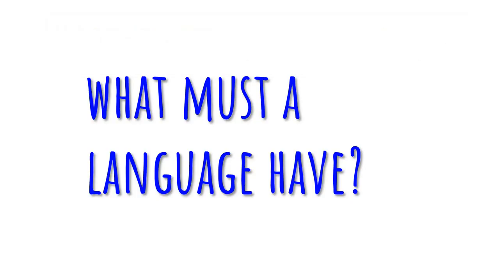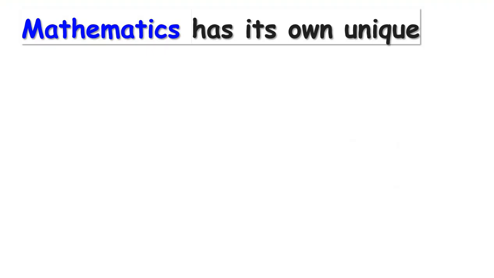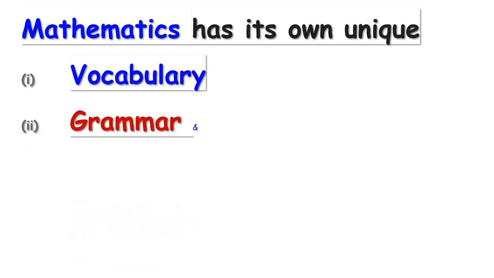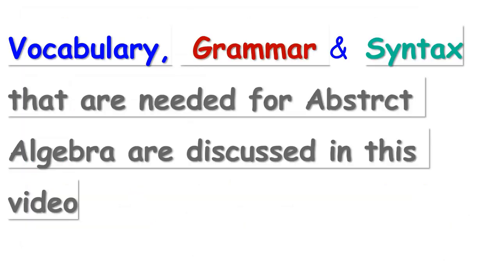Now, what must a language have? So, we have already said that mathematics is a language. Now, what must a language have? A language must have vocabulary, grammar, and syntax. So, mathematics has its own unique vocabulary, grammar, and syntax. So, these are essential for communicating mathematical concepts effectively. Now, vocabulary, grammar, and syntax, what are needed for abstract algebra, and of course, you can use them for linear algebra also. They are discussed in this video.